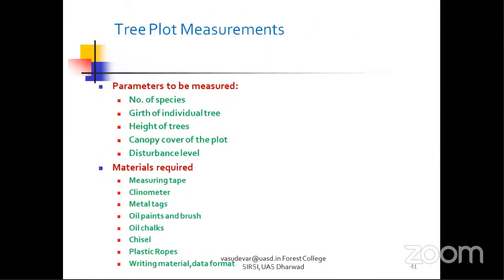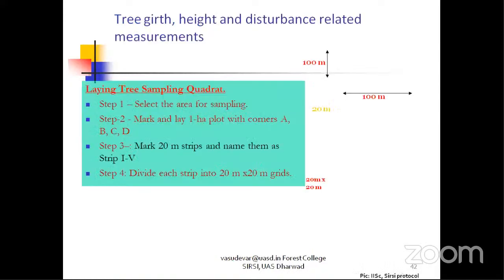Now, within a plot, the parameters considered are many. What exactly is done to establish a 1 hectare plot is, let us imagine that this is your 100 meter by 100 meter plot. Firstly, select or identify the corners of your plot. This has to be done using a theodolite or forest vegetation plotting methods, and you make these cornerstones most important. So A, B, C, D first.